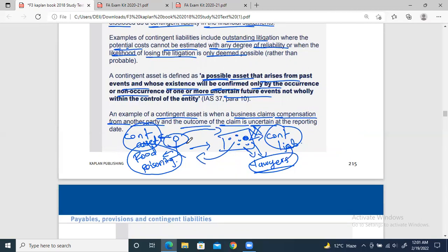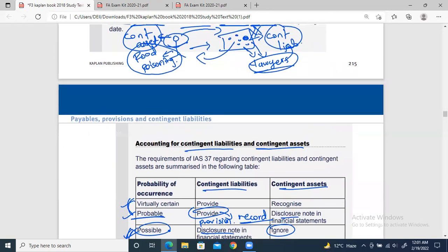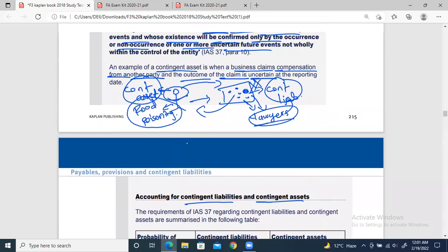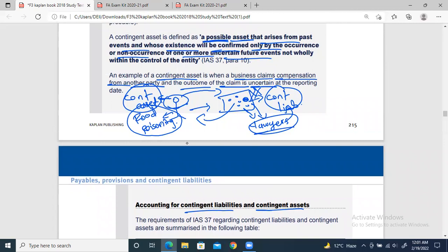So this is not important. Both sides can be business as well. So let's make one more example. Contingent liabilities and contingent assets can be together in the business or in the customer. Yes, they can be together. Depending on the scenario, they can be together as well.